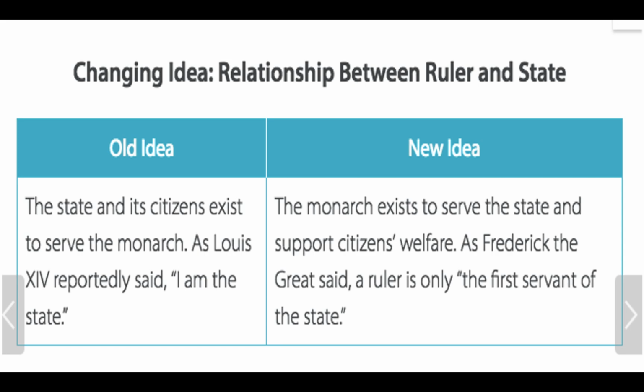So traditional absolute monarchs like Louis XIV, which we mentioned, said that the state and its citizens exist to serve the monarch, right? The monarch is the top, and they need to be served by those beneath them.